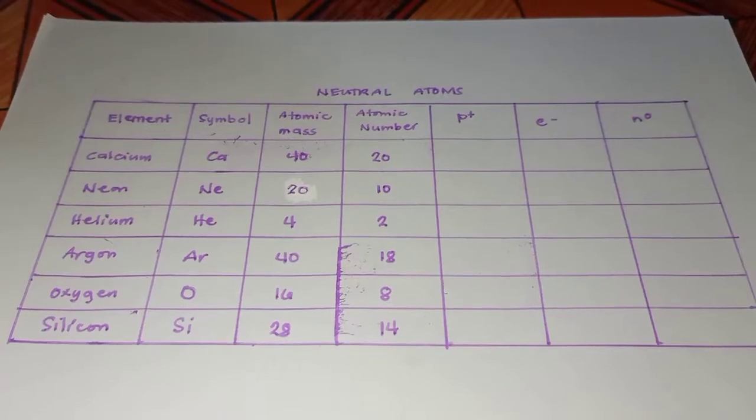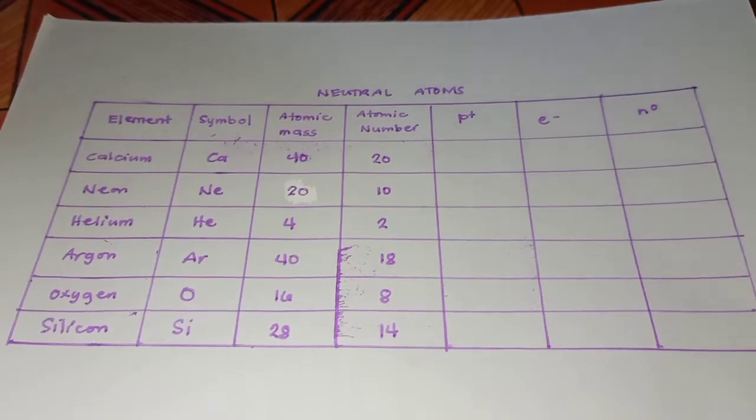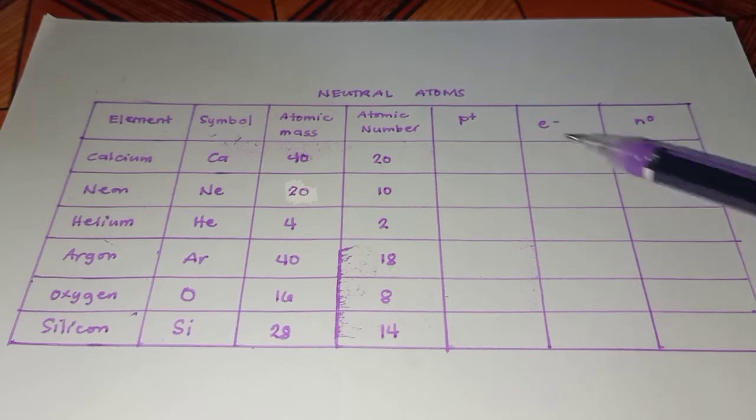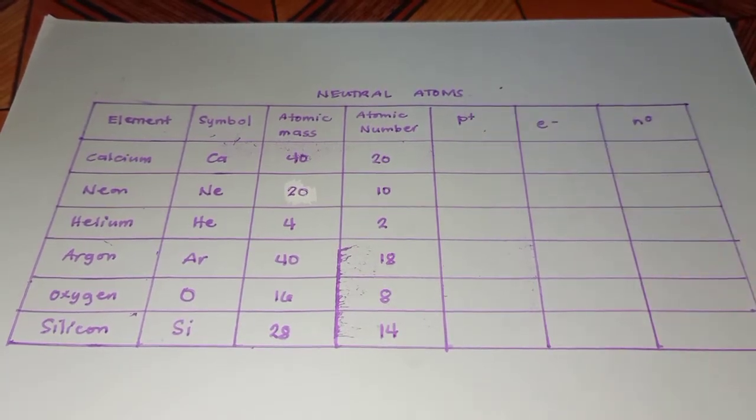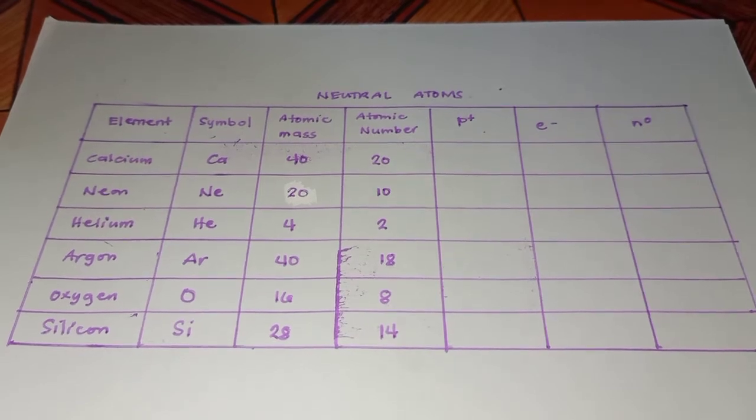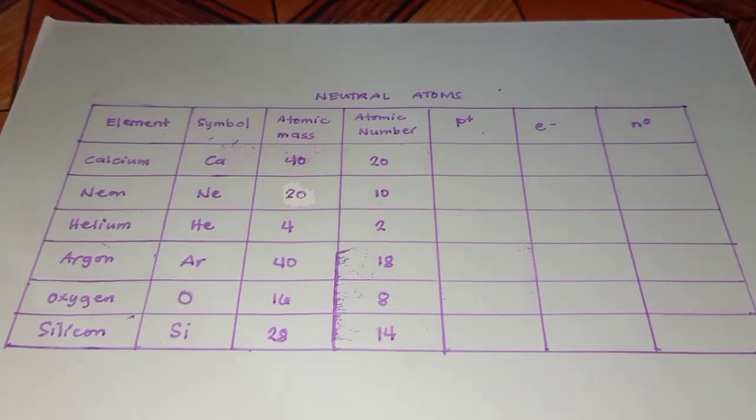Hello everyone, and welcome for another video lesson on how to compute the number of protons, electrons, and neutrons in a neutral atom. For this lesson, you will be needing your periodic table of elements.